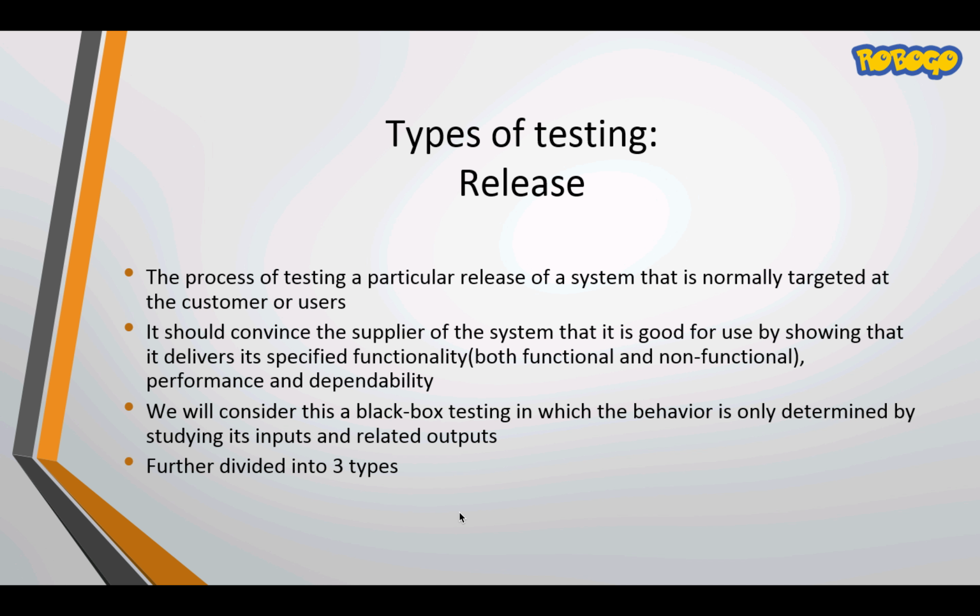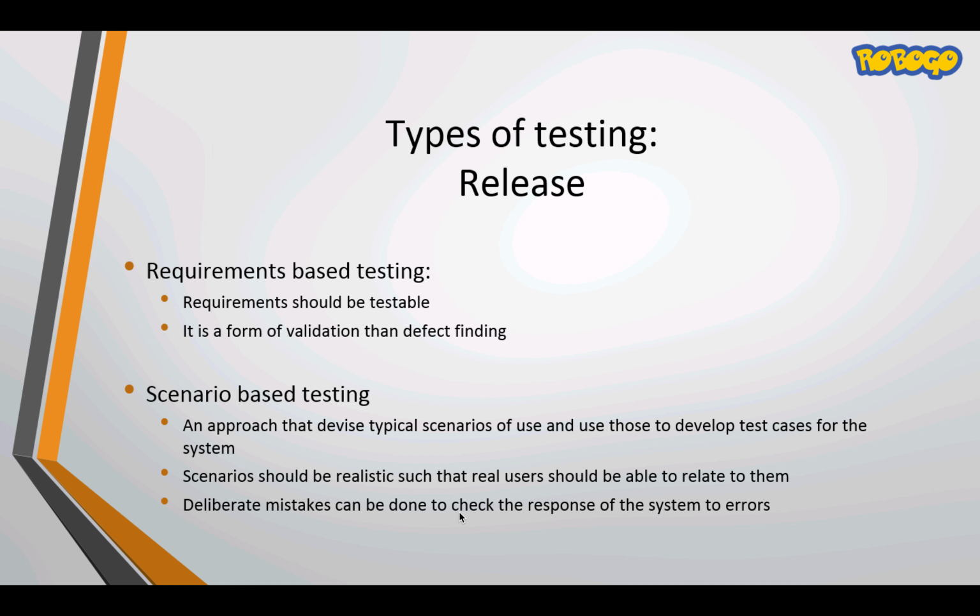Second type of testing is release testing. This is the process of testing a particular release of a system that is normally targeted at the customer or users. It should convince the supplier of the system that it is good for use by showing that it delivers its specified functionality, both functional and non-functional, performance and dependability. We will consider this as black box testing, in which the behavior is only determined by studying its inputs and related outputs. This can also be further divided into three types.